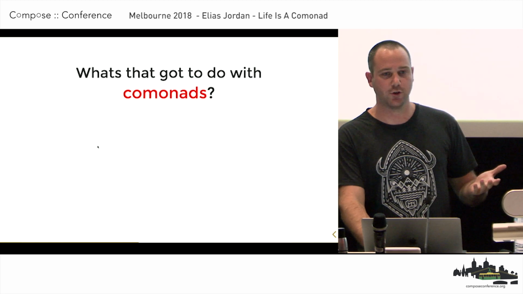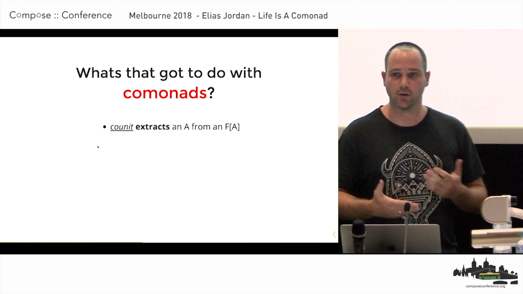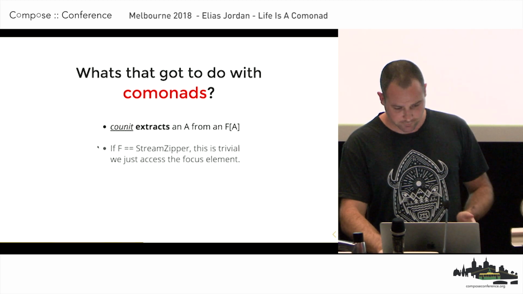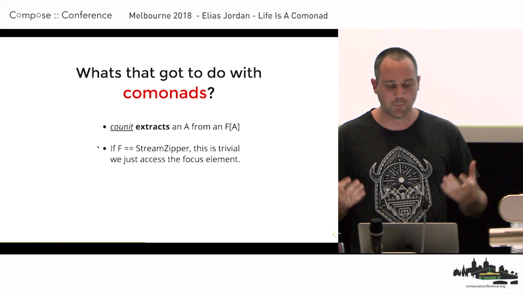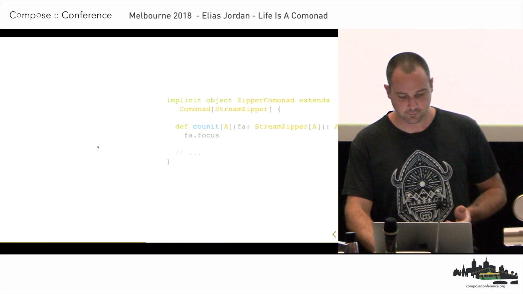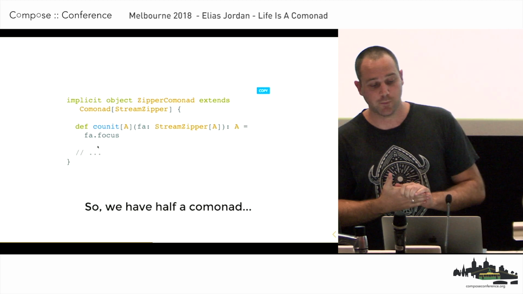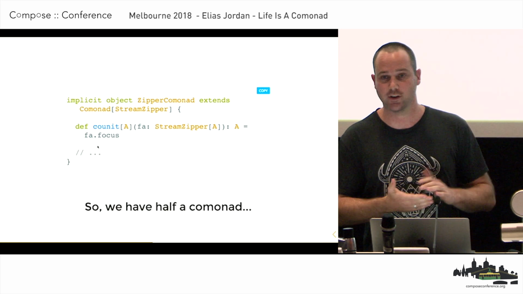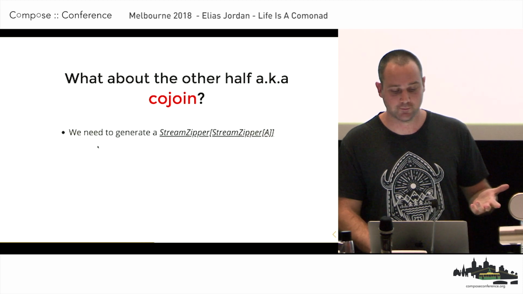So you might be thinking, what's that got to do with comonads? And if you remember back to the definition, our coUnit function extracts a value from an F of a structure. So if we set our F, in this case, to the stream zipper, then implementing that function becomes trivial. We just need to access the focus element. So at this point, we have half of a comonad, because we defined our coUnit function from our comonad by simply accessing the focus element. But what about the other half?